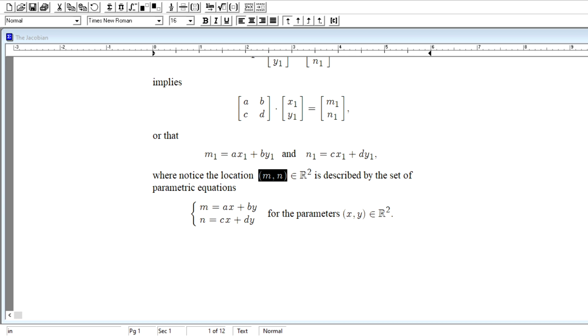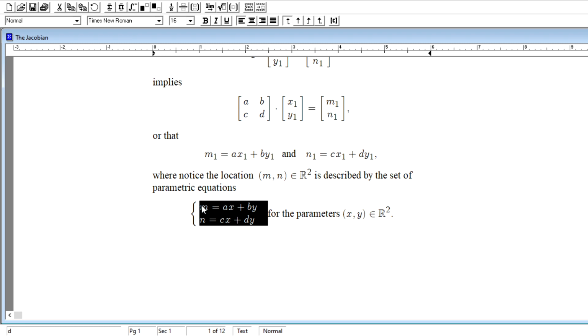In this x and y transformation, or I should say in this two-dimensional transformation, this linear transformation of x and y into m and n can be represented simply by this set of parametric equations, where values of m and n are dependent upon the values of x and y. In this linear relationship, m is equal to ax plus by, and n might be thought of as being equal to cx plus dy.